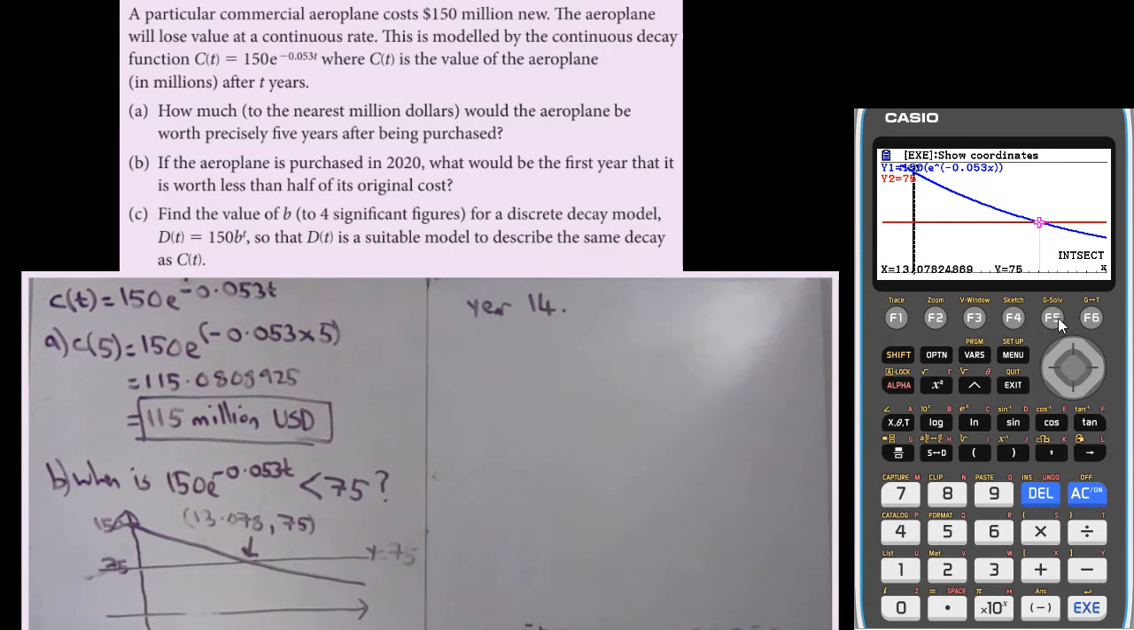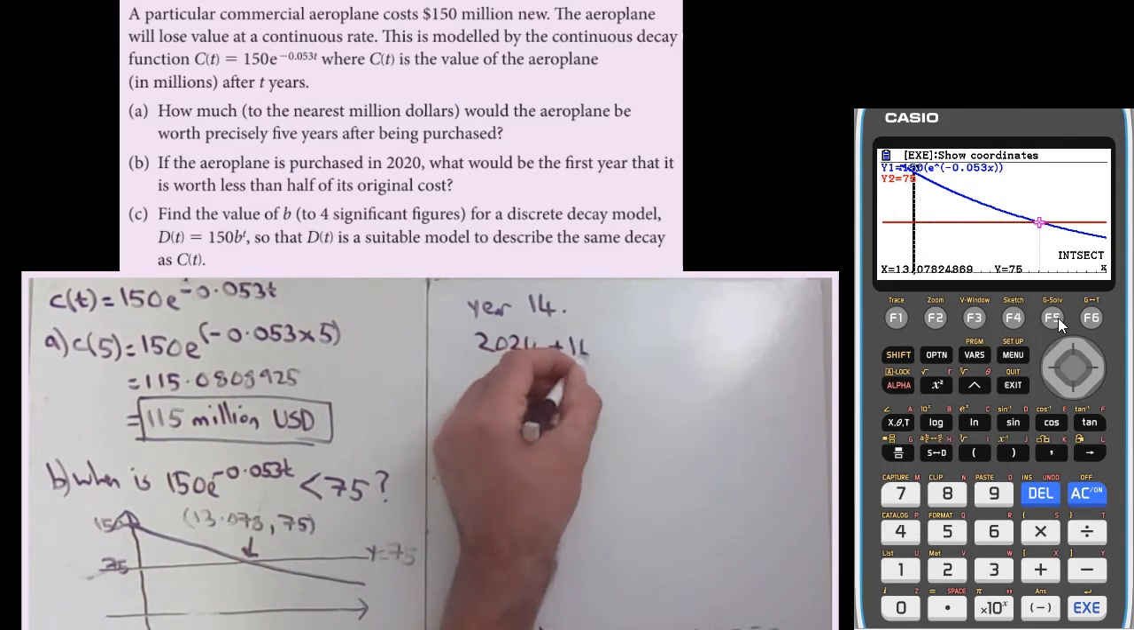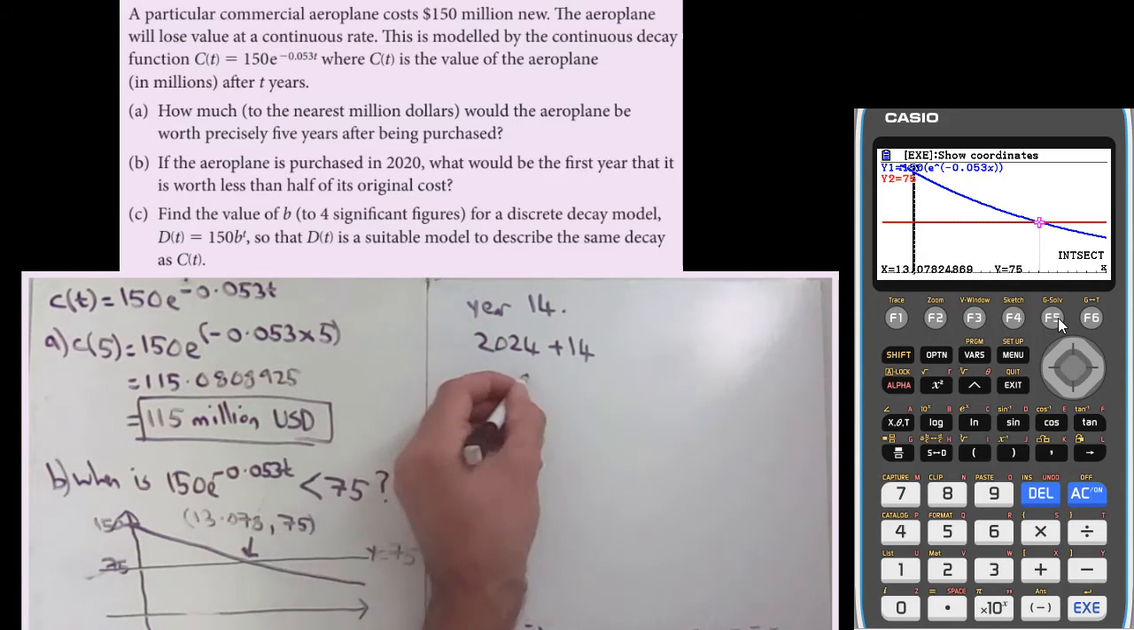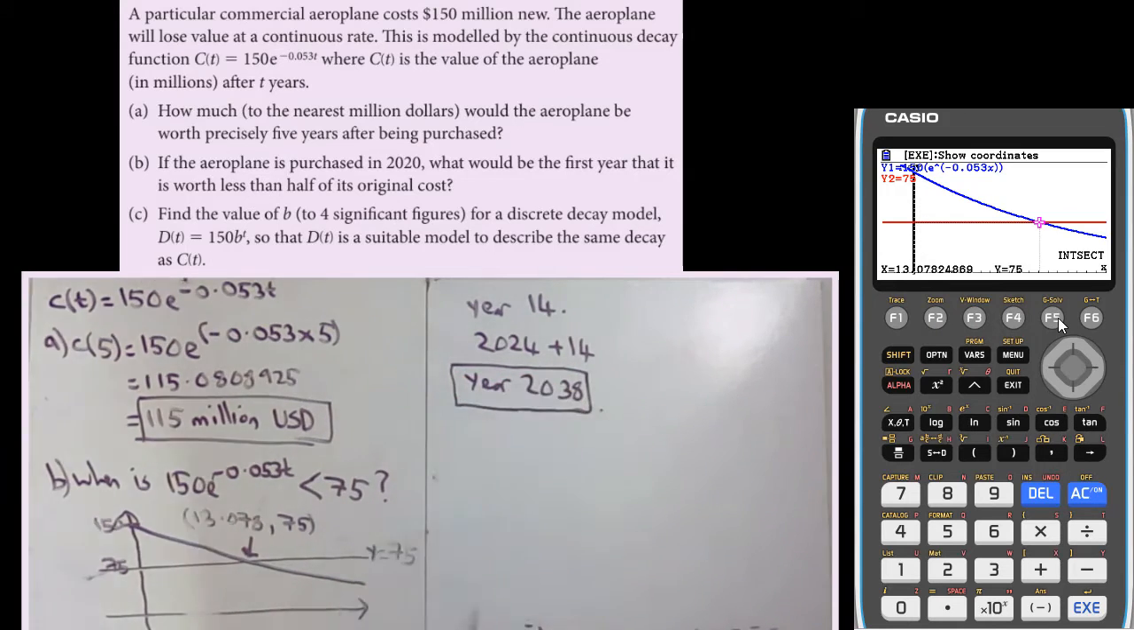So if we buy the thing in 2024, the answer is going to be 2024 plus 14. So it's going to be year 2038. And that's the first time that this value will drop below $75 million.